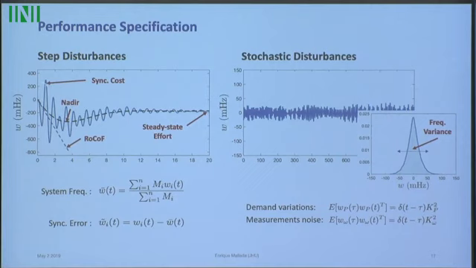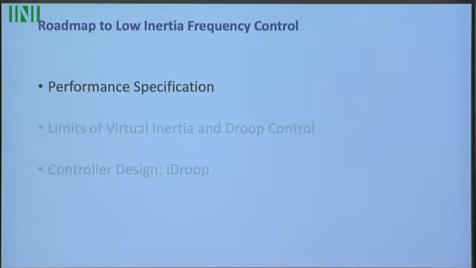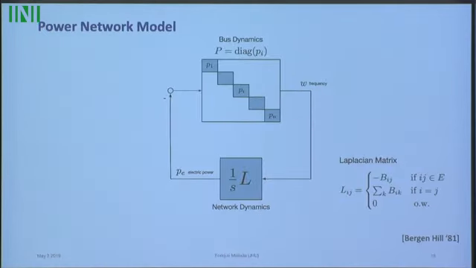So we have steady state effort, all based on this weighted average steady state system frequency, and variances of frequency deviation from the nominal, based on stochastic disturbances and measurement noise. Can we use that to quantify performance, giving essentially numbers based on the different parameters of the system? And I'm going to do that on a stylized model.